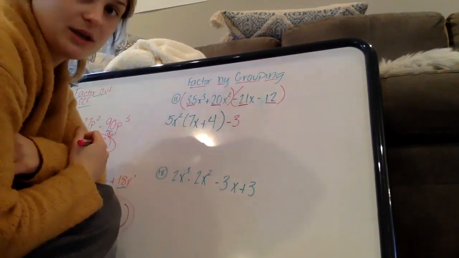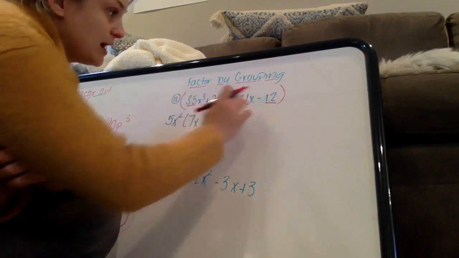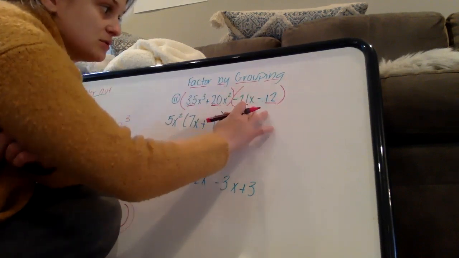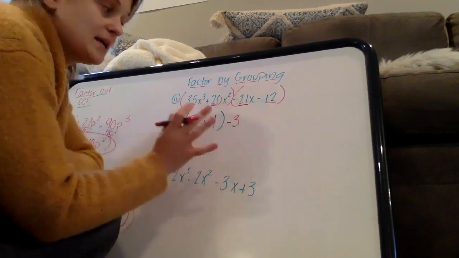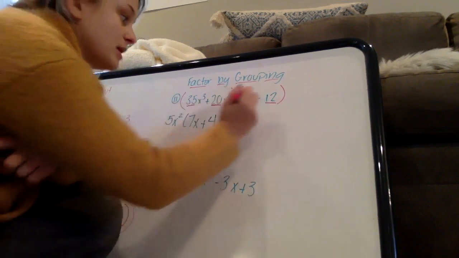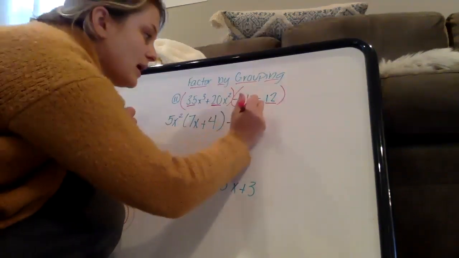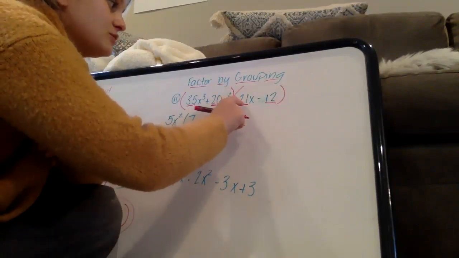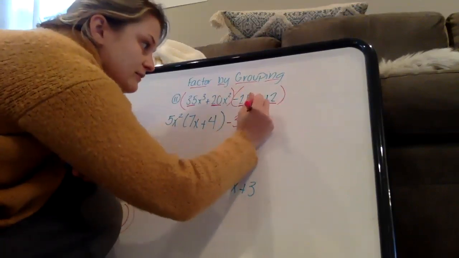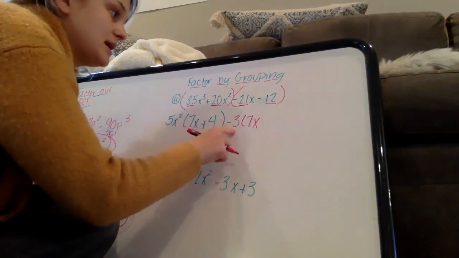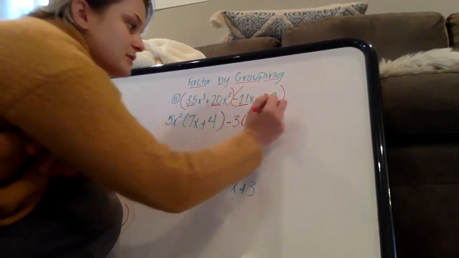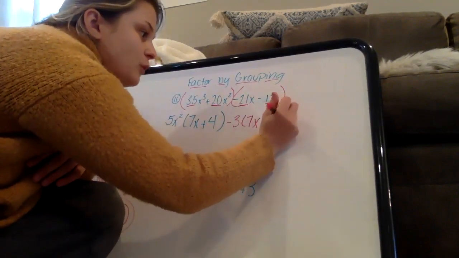That would be the biggest number that goes into both of those. Then do both terms have an x? No. So we can't take an x out. So all we can take out is negative 3. So when we do that, negative 21 divided by negative 3 is going to give you 7x, and then negative 12 divided by negative 3 gives you positive 4.